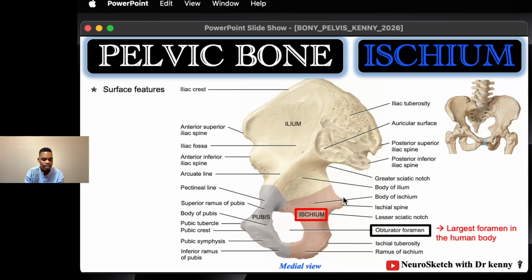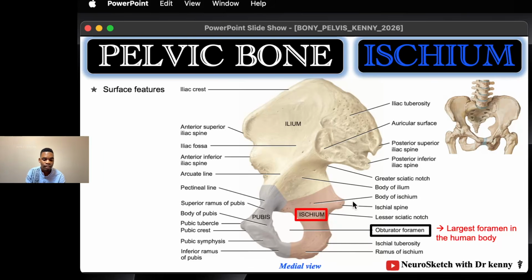The ischium has got the body. So this is the body of the ischium, and this is a ramus. The word ramus means branch. So this is the branch of the ischium. Body of the ischium and branch of the ischium, or the ramus of the ischium. But we have two important bony prominences on the ischium.